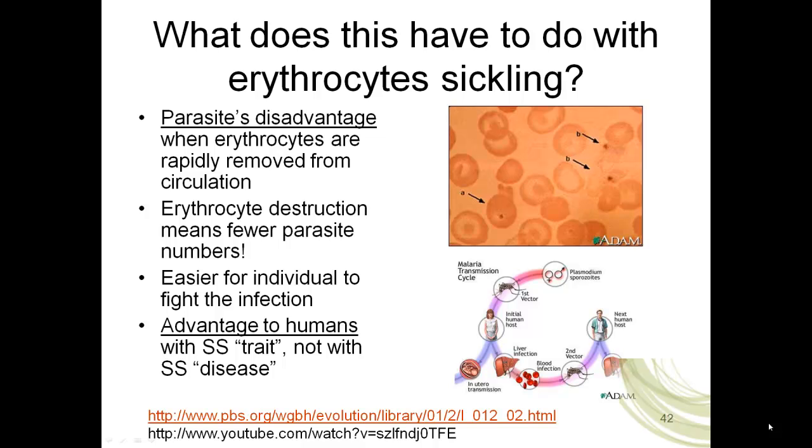So again, the advantage in fighting malaria is having sickle cell trait, but there is no advantage at all in having sickle cell disease. And if you want to watch a PBS special or a YouTube video on the Anopheles and how it is a vector transmission and how having sickle cell trait is protective, I encourage you to watch these videos, especially the PBS one. It's only like 11 minutes long, which is drastically shorter than all of these lectures, right?